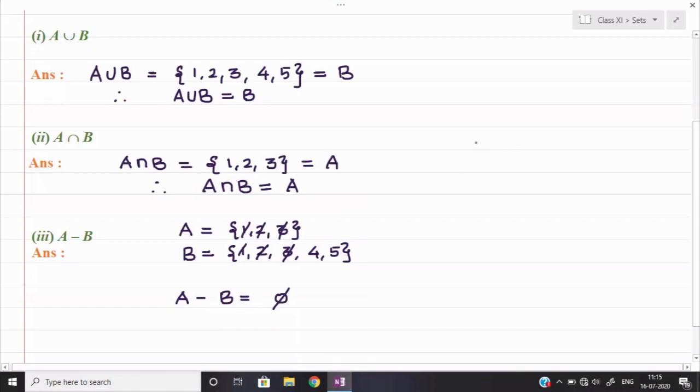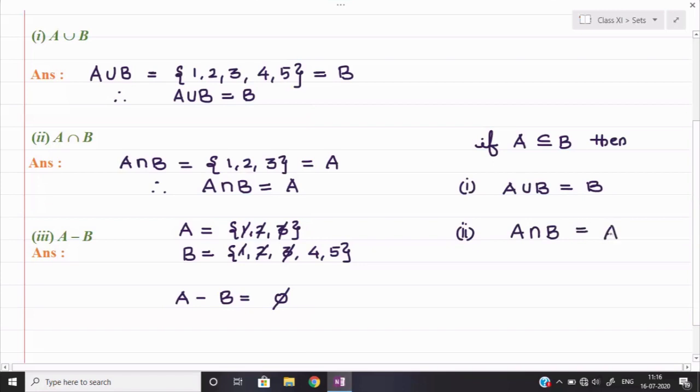We can say that if A is a subset of B, then, first part, A union B. You can see the result. A union B will always be equal to B. Second part, we can say that A intersection B will be equal to A.